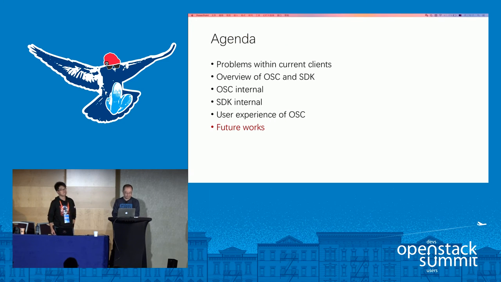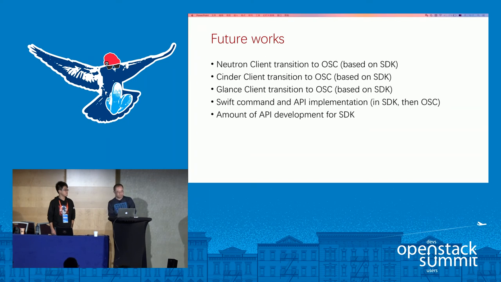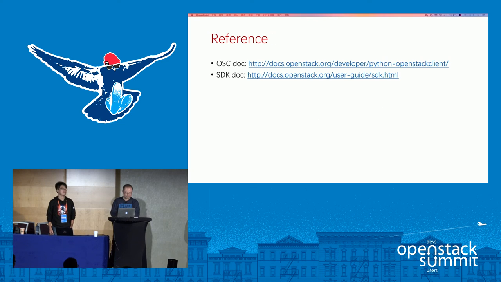Next part, let me see the future works of OpenStack client and SDK. Next step, we propose to transition the neutron, cinder, glance clients to OpenStack client based on SDK, and the Swift command and the API application in SDK and the amount of the API development for SDK. And this is a reference about the OpenStack client and the OpenStack SDK document. We have a detailed document for the contributors and the users.